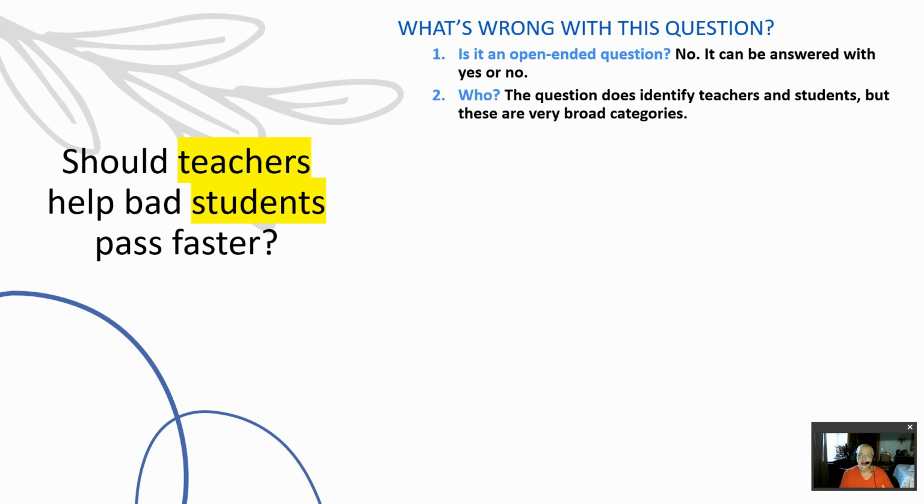So we definitely have some narrowing. We do have something. It doesn't just say, should we help students? If it did, we wouldn't really even know who you're talking about. So at least we have something a little bit specific, but it needs work.